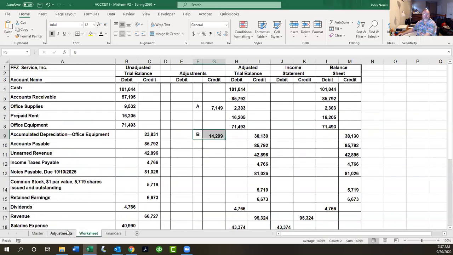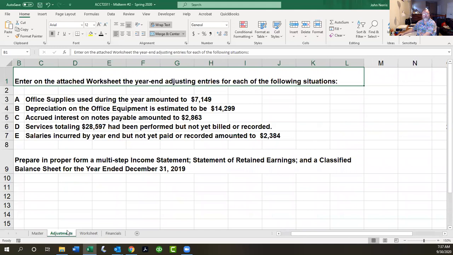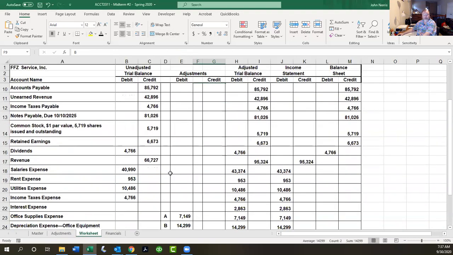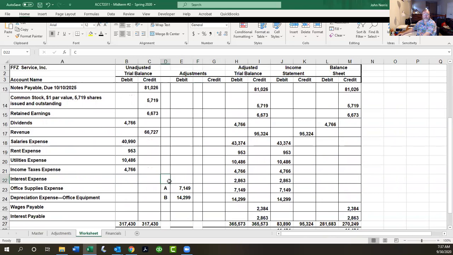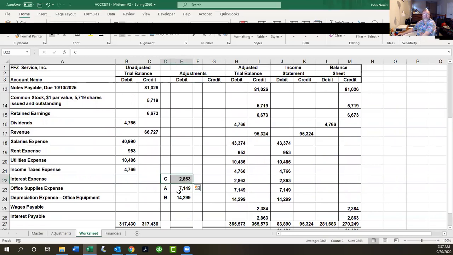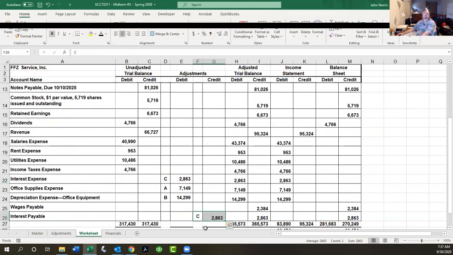Item C, accrued interest on notes payable amounted to $2,863. So that is interest expense, the income statement account. This is an accrued expense. The previous 2 were deferred expenses. This is an accrued, and we have interest payable as the balance sheet account.